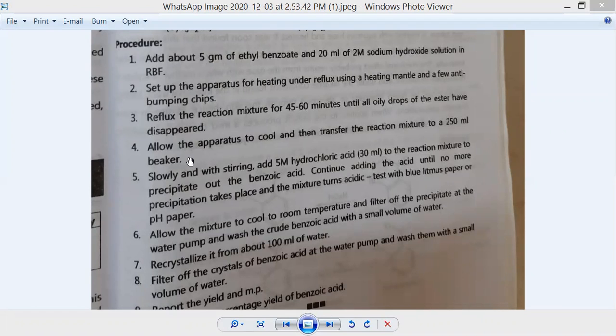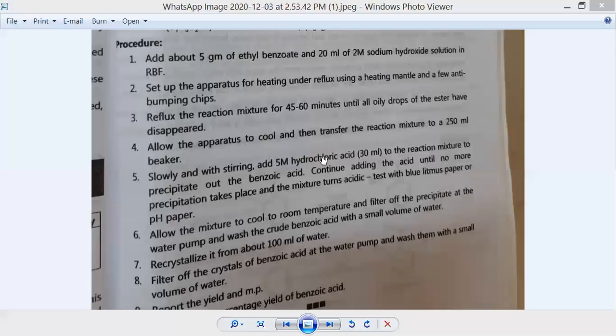Then add 5 ml of... Now after that we are going to add 5 molar hydrochloric acid. Approximate quantity of hydrochloric acid we are going to add is 30 ml to the reaction mixture to precipitate out the benzoic acid.